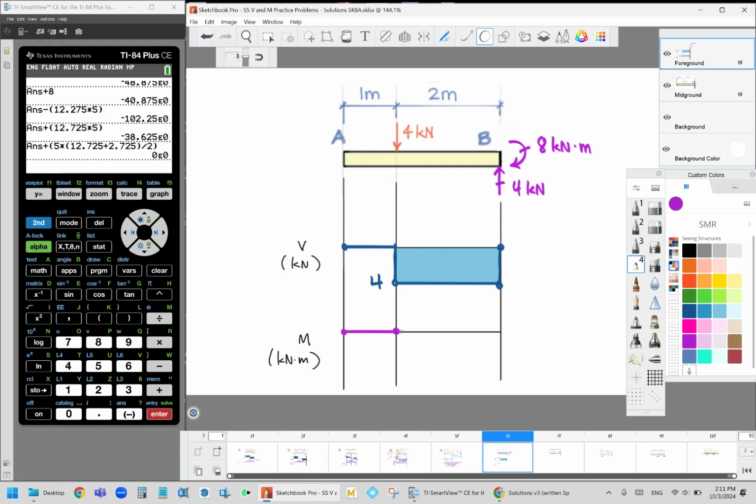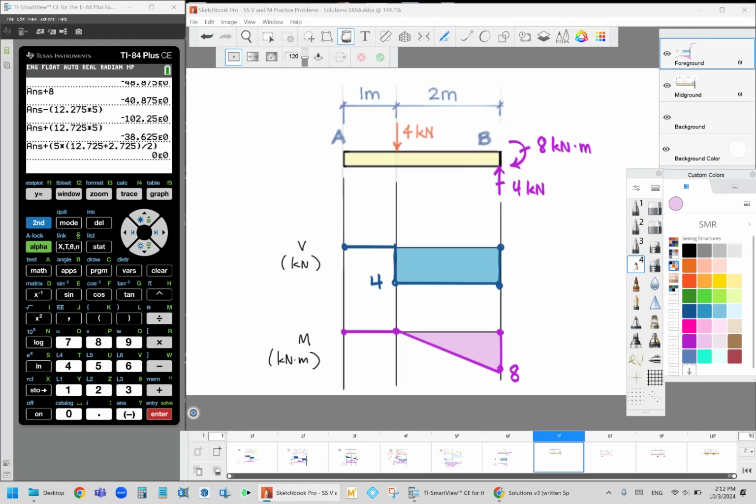4 times 2 is 8. Decrease by 8. Put 8 down here. Increase by 8 kilonewtons times meters moment. Okay, so for that clockwise moment, we jump back up to 0. Lastly, you go fill out the function. So constant goes to, it's supposed to be linear. Okay, close enough. All right, easy peasy.